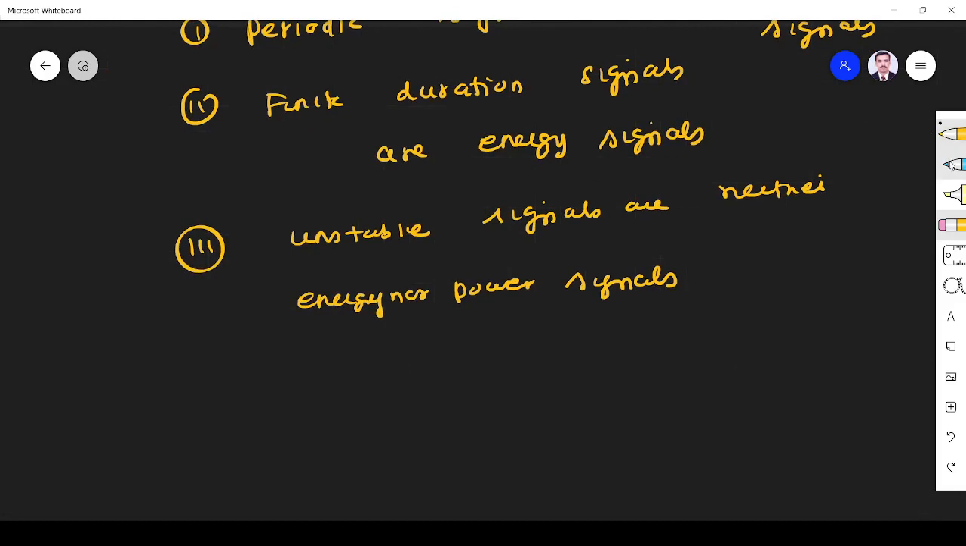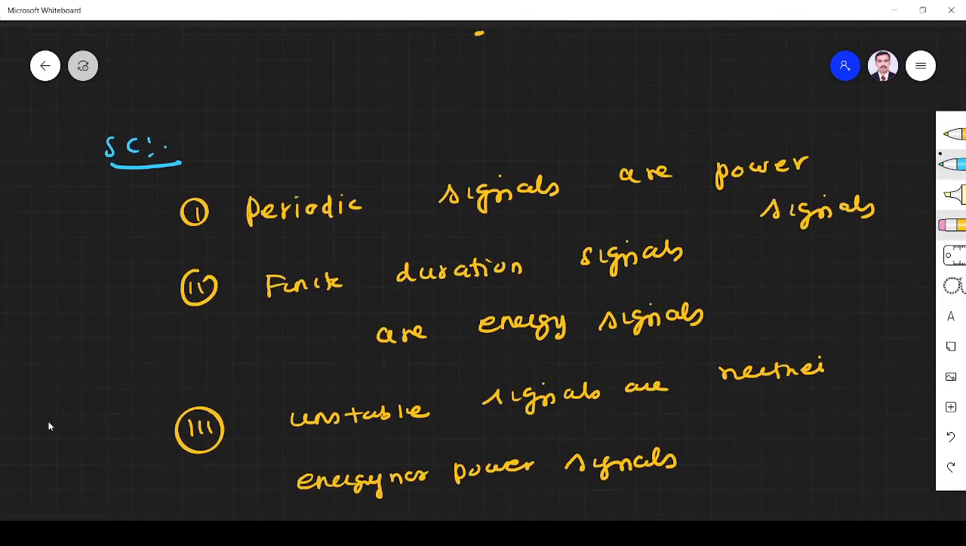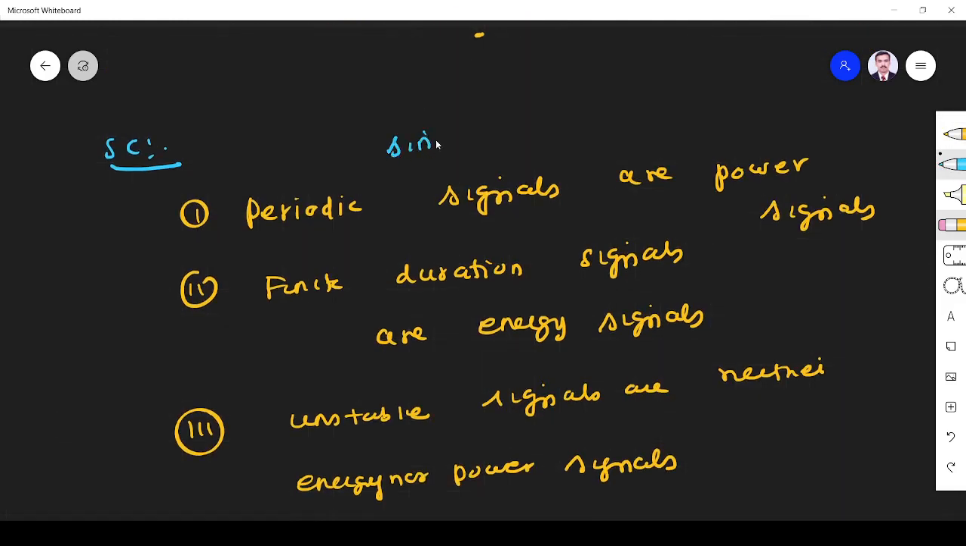So for the first one, I can give the example of a periodic signal. We know all sinusoids are periodic, sin(omega t plus phi). So it is a power signal, right? Finite duration signal. What is a finite duration signal? You see the signal duration t from 2 to 4. So the duration is finite. So surely it must be an energy signal, right?